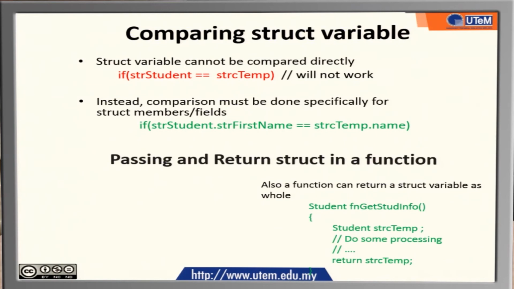So this is similar to just a normal variable that you want to pass. Okay, to return a struct as a whole, you have to define the function according to the struct name. In this example, you have the student followed by the function name, and since this returns a struct as a whole, you have to return struct temp, which refers to the student struct.